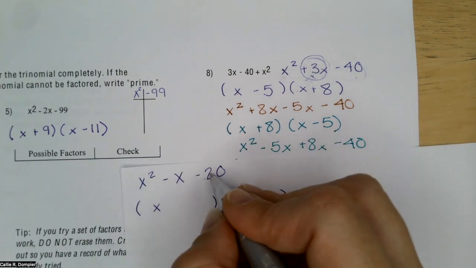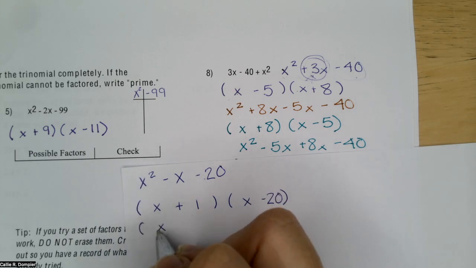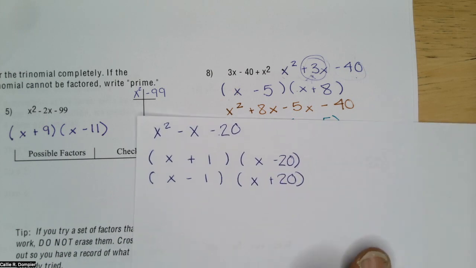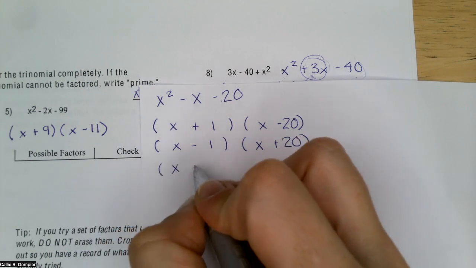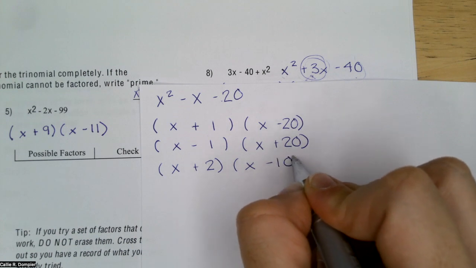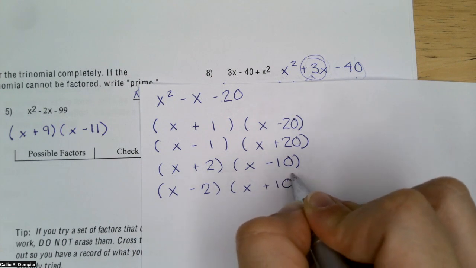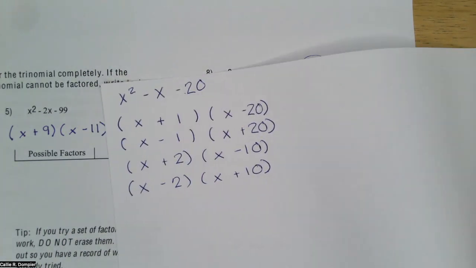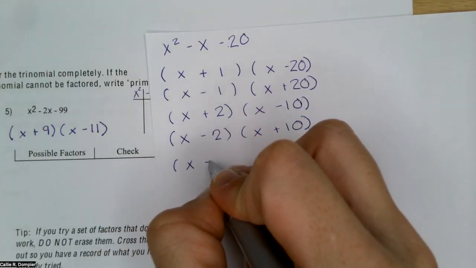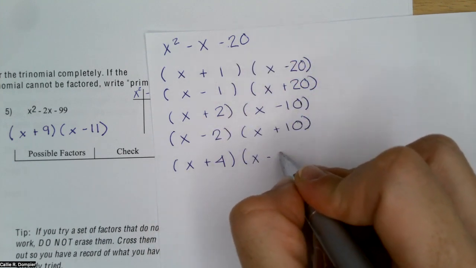So what are my factors? My factors of negative 20 could be plus 1 minus 20. They could be minus 1 plus 20. They could be plus 2 minus 10. It could be minus 2 plus 10. I don't think we can take 20 and divide it by 3. We can divide it by 4. So plus 4, negative 20 divided by a positive 4 is a negative 5.